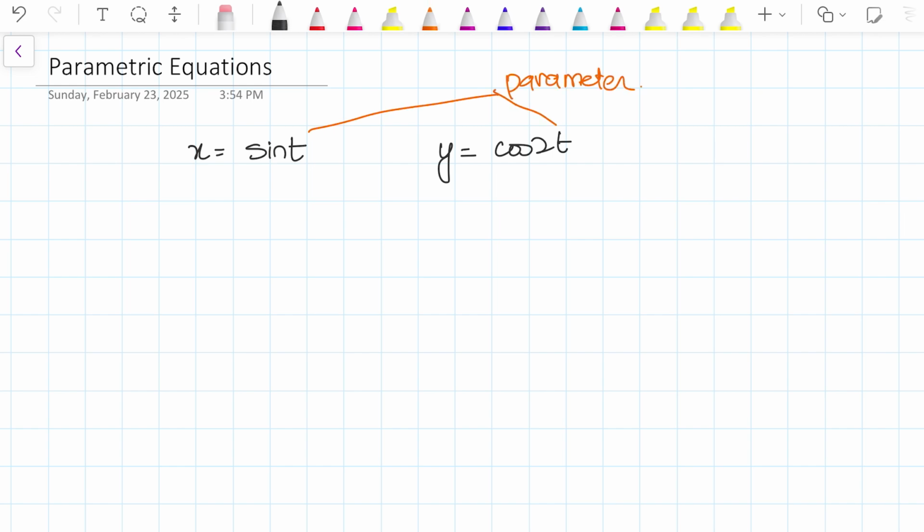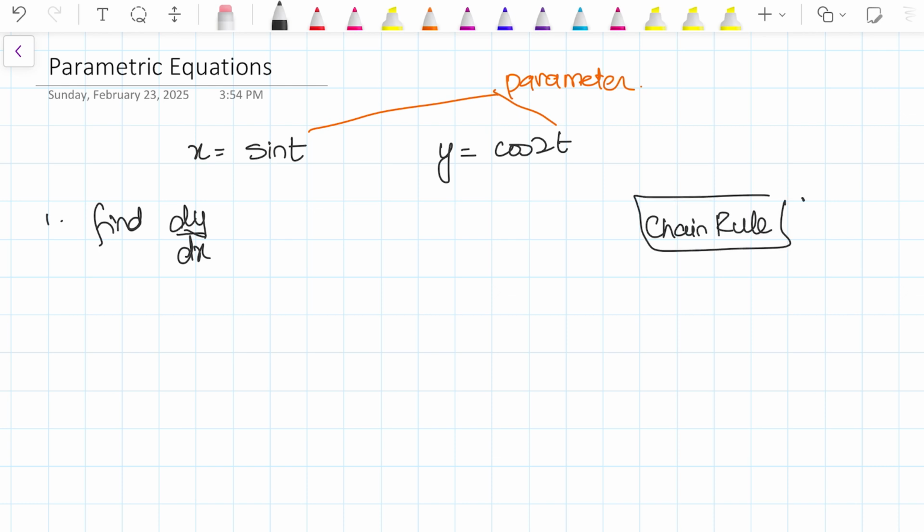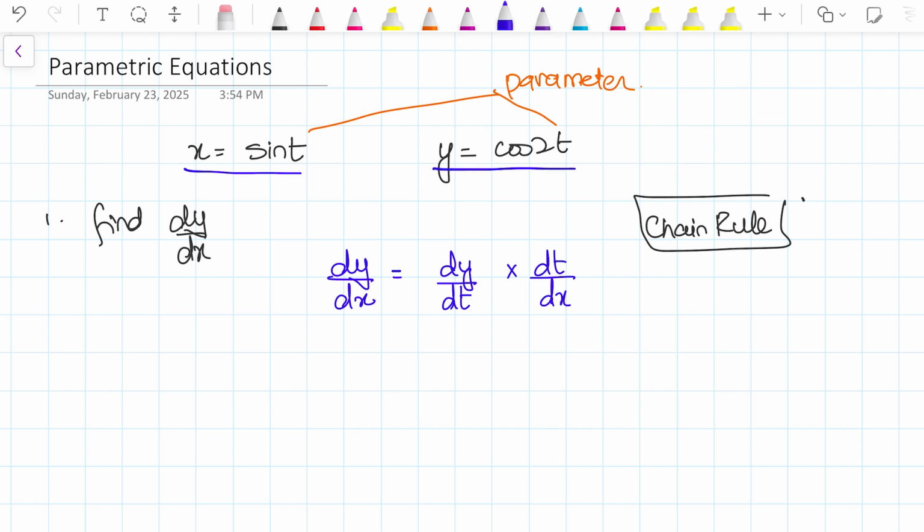And now the question will ask you to find dy upon dx. So here we will use the concept of chain rule. Chain rule is that concept which connects x and y with a third variable. Now what is chain rule? Dy upon dx is equal to dy upon dt multiplied by dt upon dx. Meaning we differentiate x, we differentiate y with respect to t, and then we input them in the chain rule to find out the equation of the differential.